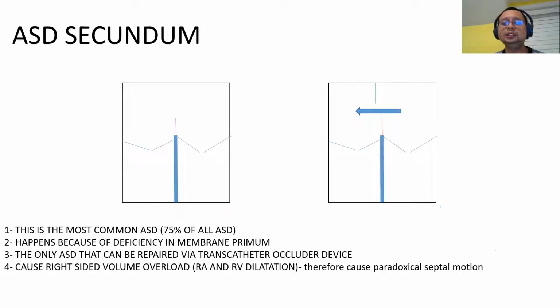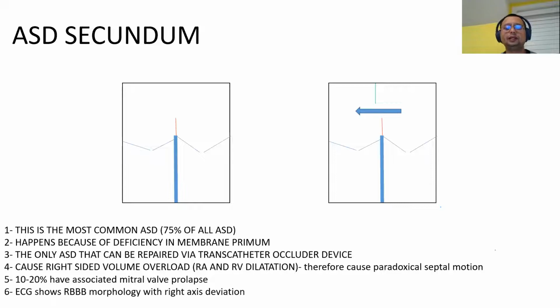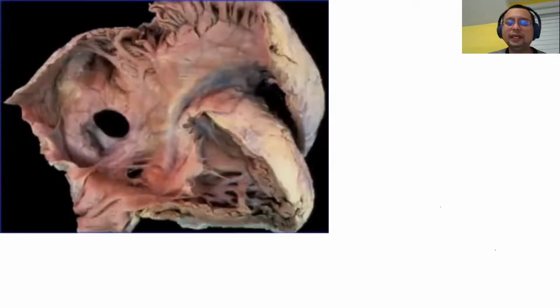If it's flat during systole and diastole, it is right ventricular pressure overload. Volume overload is flat during diastole and rounded during systole. 10 to 20% of patients with ASD secundum have an associated mitral valve prolapse. ECG typically shows right bundle branch block with right axis deviation. So this is an example of ASD. This is your secundum ASD there. ASD secundum is unique. It is the only ASD that is surrounded all the way by the atrial septum. Okay.